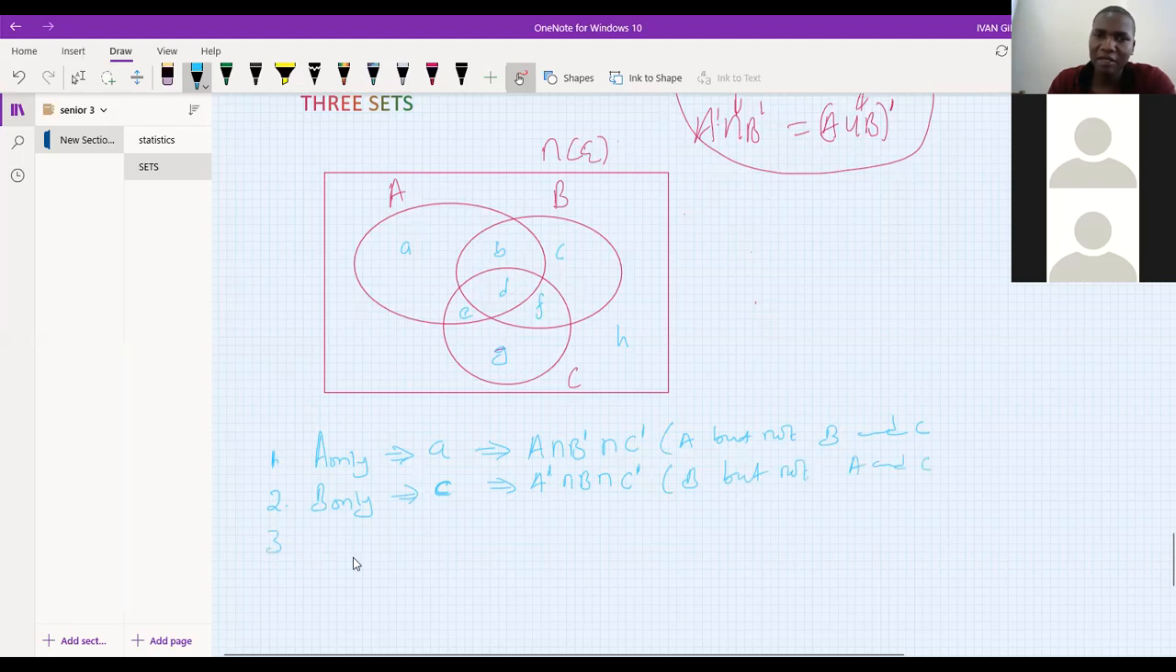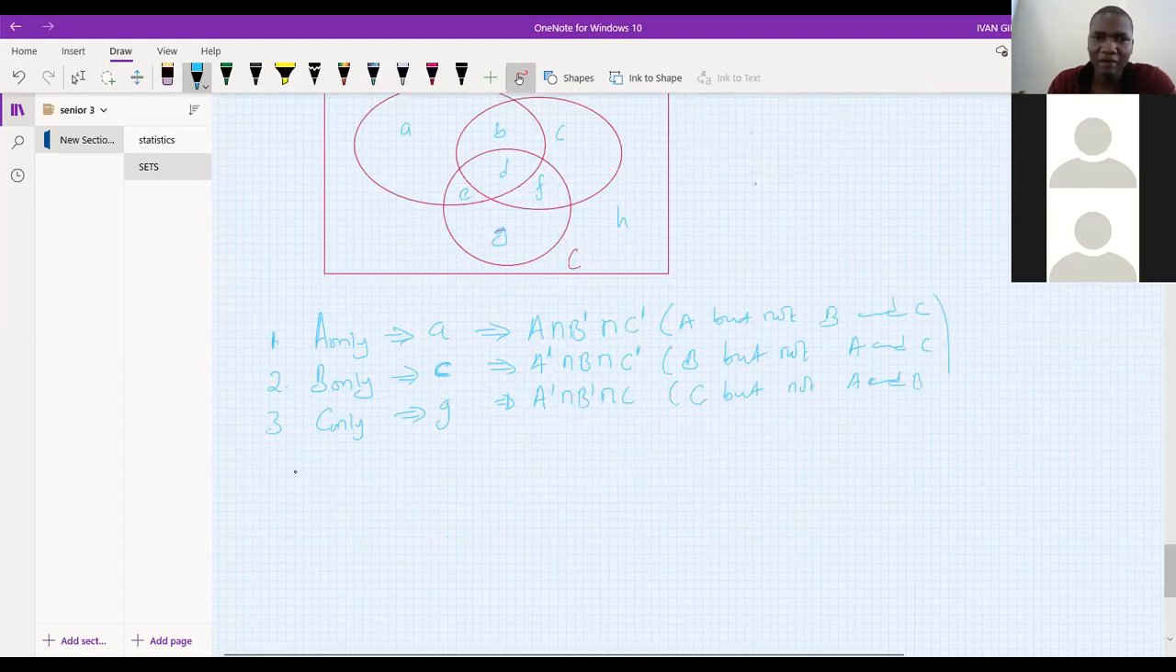How many students like C only? C only, that means that you have G. And if you're dealing with G, that means that you have A complement intersection B complement intersection C. And in the same way, you can say C, but not A and B. These are the questions you're going to find. If you have a question bank, you open and you'll find these things I'm talking about there.